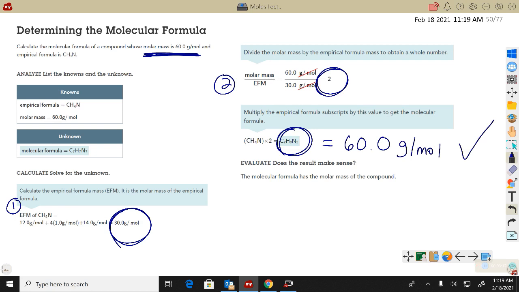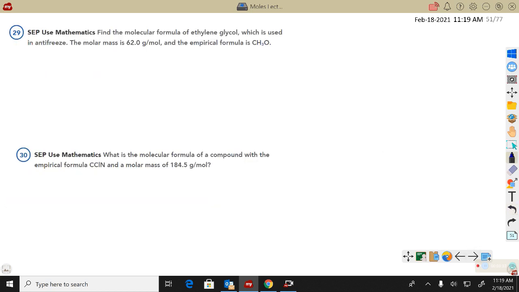All right, let's try a few. So here's 2 good examples. Find the molecular formula of ethylene glycol used in antifreeze. Notice that they have to give us the true molar mass of the compound. And they're telling us the empirical formula. So first we have to find the mass of the empirical formula.